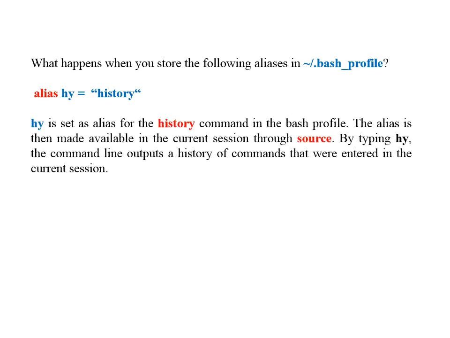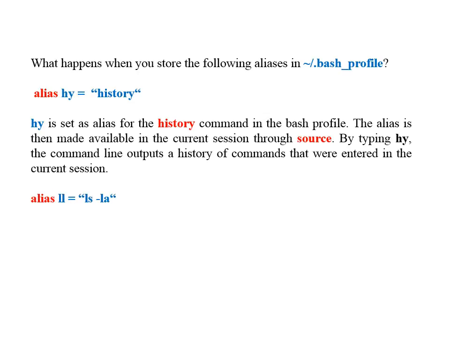HY is set as an alias for the history command in the bash profile. The alias is then made available in the current session through source. By typing HY, the command line outputs a history of commands that were entered in the current session.